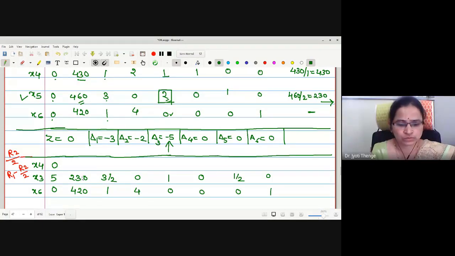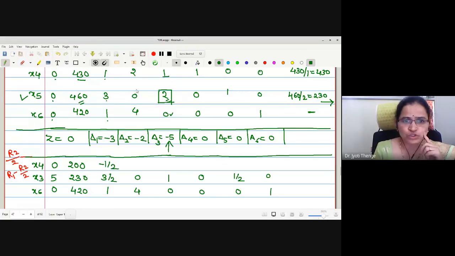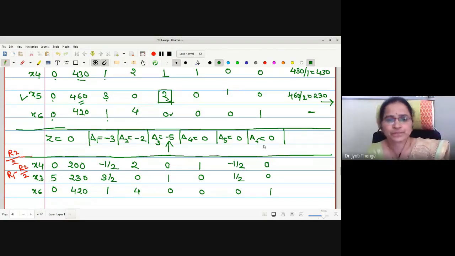Now let us do this operation: R1 minus R2 upon 2. So here 430 minus 460 upon 2. 460 upon 2 is 230. 430 minus 230 is 200. 1 minus 3 by 2 is minus half. Here there is no change because this is 0. 2 as it is. Here 0. Here it is 1. Here it is minus half, 0. Okay?